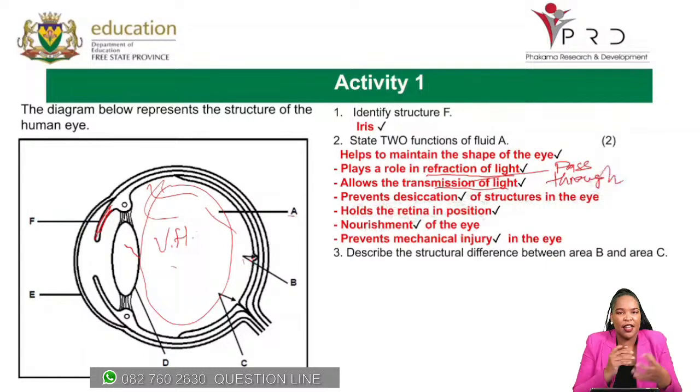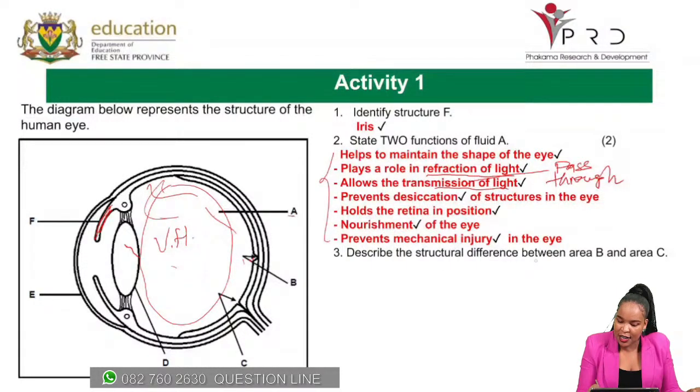It nourishes the eye. Remember, we said it gives the eye its nutrients and oxygen. And also it prevents mechanical injury in the eyes. So these are many functions. You can choose any two, but I hope you've written two. You have your two there.